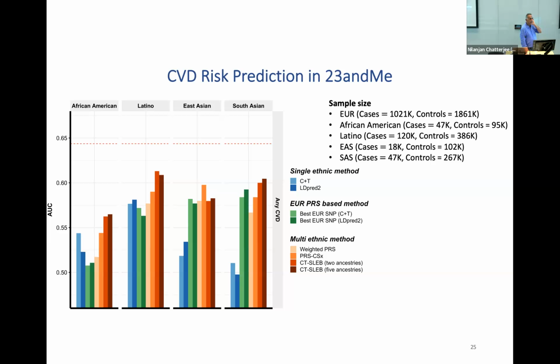For European, they have more than 1 million cases and 1 million controls. But even for some of the non-European populations, their sample sizes are in the tens of thousands of cases and tens of thousands of controls. And the way the collaboration works is that they split the data into 80, 10, 10. The 80% was used to generate summary statistics, and that was handed over to us. And then we apply our method, we generate a lot of PRS, and we send them back.